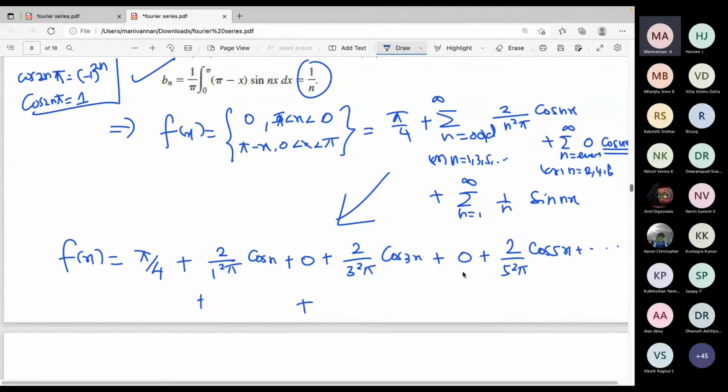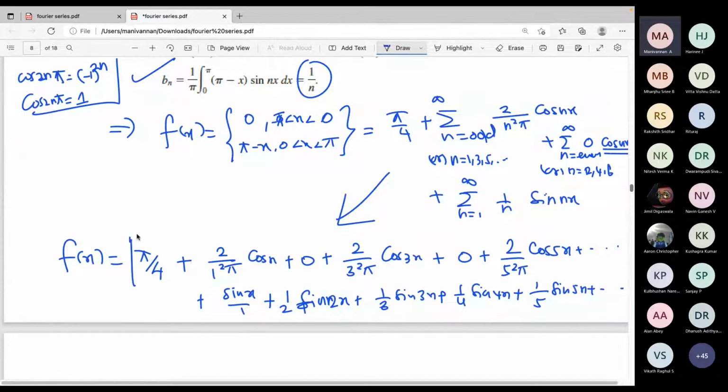Whereas for the sine terms, n equals 1, n equals 2, n equals 3, n equals 4, n equals 5. When n equals 1 it is sine x by 1. When n is 2, it is 1 by 2 sine 2x. When n is 3, 1 by 3 sine 3x. When n is 4, 1 by 4 sine 4x. When n is 5, 1 divided by 5 sine 5x. Is it clear?